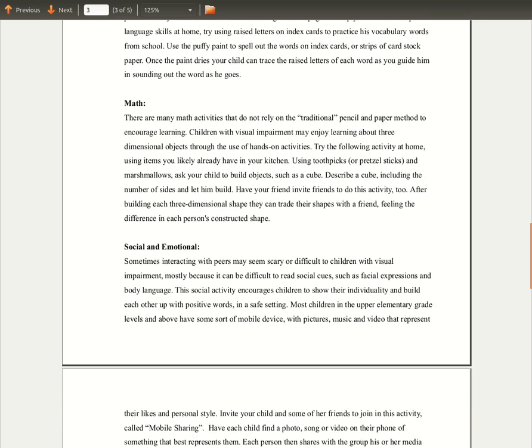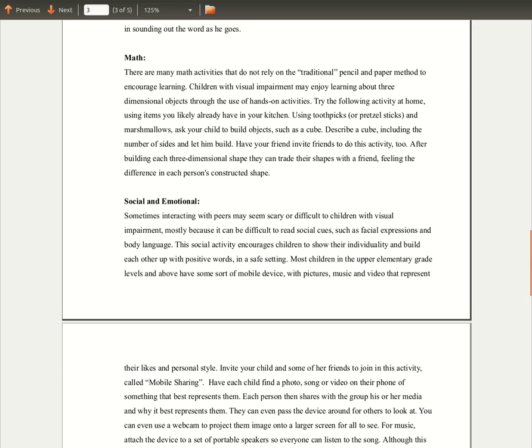For math, sometimes math can be a little more difficult simply because a lot of math is paper and pencil methods that require reading skills and knowing the formation of the numbers and letters. Well, a lot of times you'll see children with visual impairments enjoy more hands-on activities. So you can try the following activity at home using items that you probably already have in your kitchen. You can use toothpicks or even pretzel sticks and small marshmallows. You can ask your child to build three-dimensional objects such as a cube.